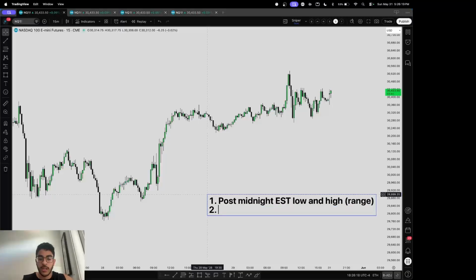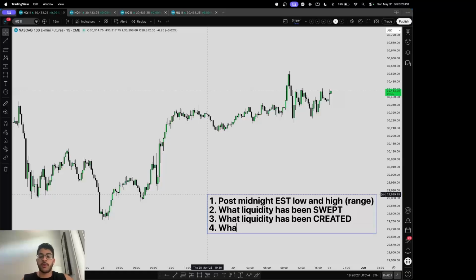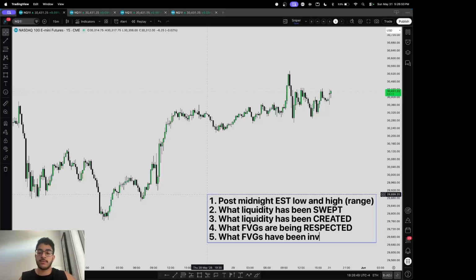Range. Number 2, what liquidity has been swept? Number 3, what liquidity has been created? Number 4, and this, 2, 3, 4, or 5, you can do in any order. You just need to do all this before the open. What FVGs are being respected, otherwise holding? And number 5, what FVGs have been inversed. And I'm not talking 1 minute and 30 seconds. I'm talking about 15 minute, 1 hour, 4 hour, and so on. This is what you need to run through before the open.